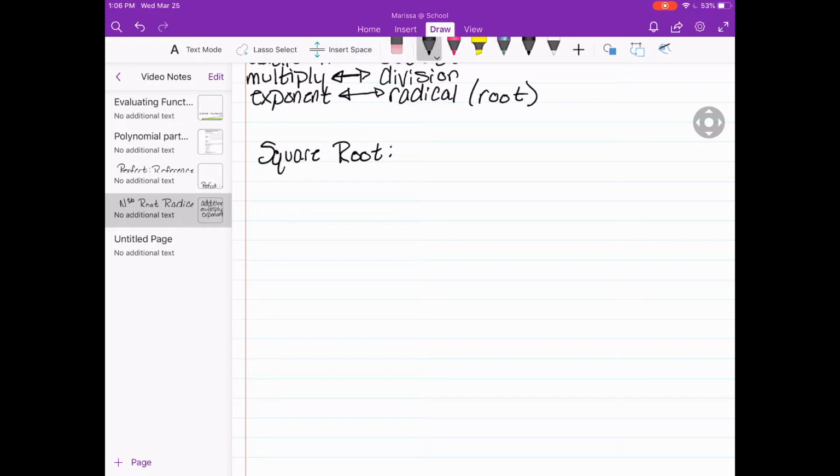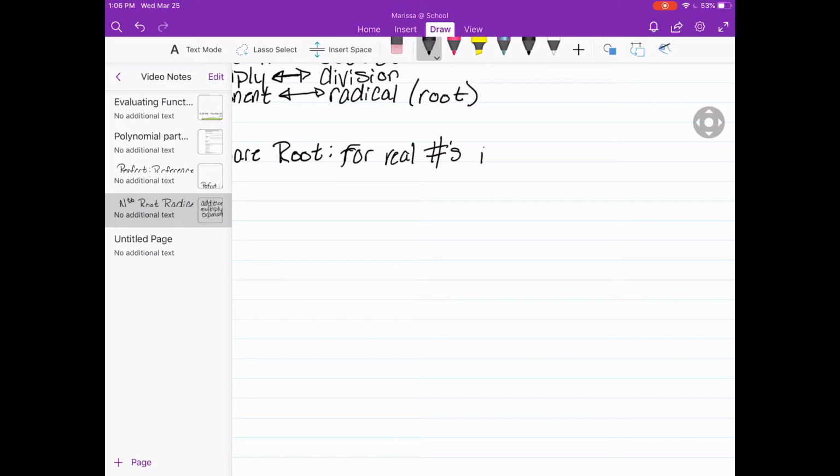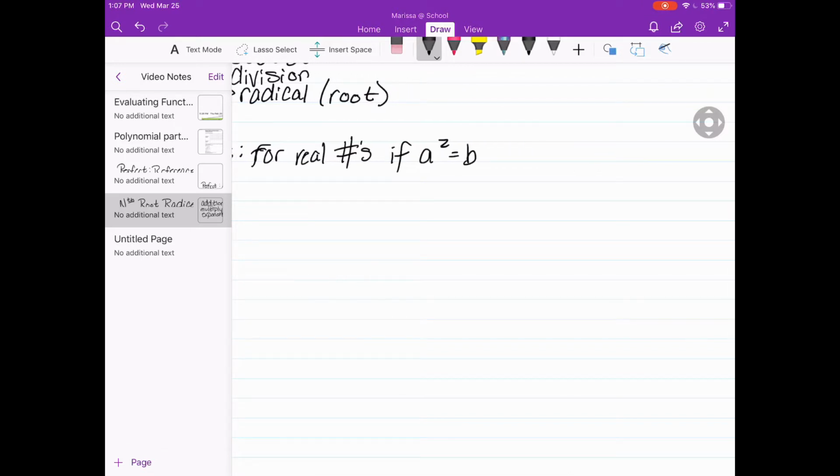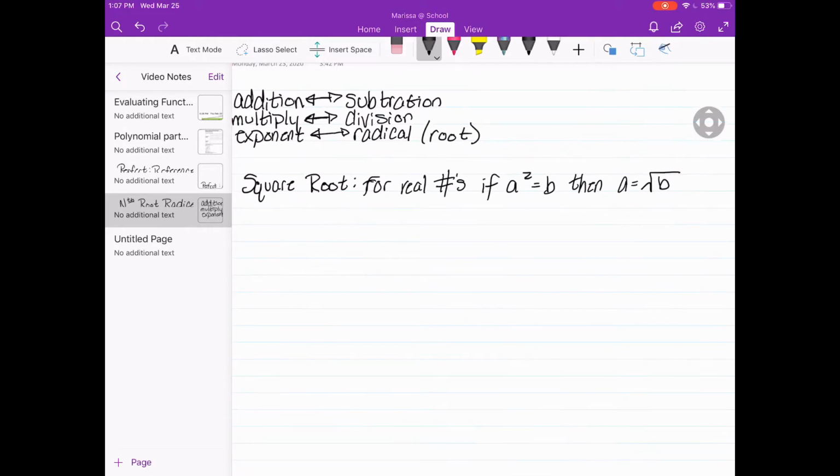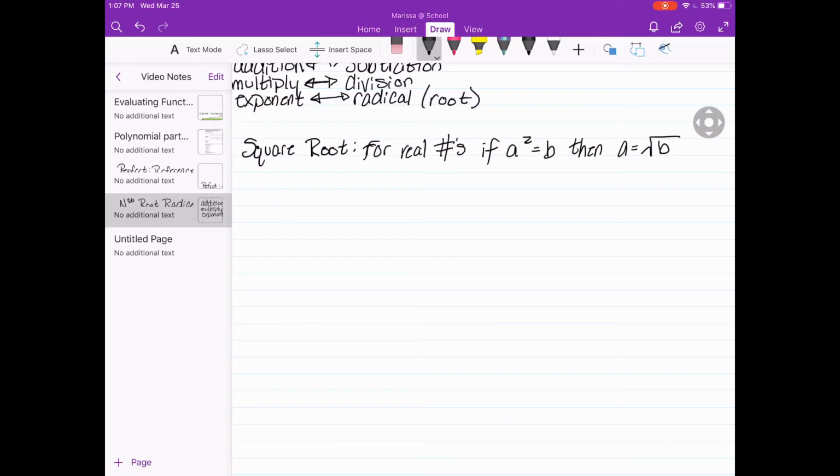The square root: for all real numbers, if a squared is equal to b, so this is just saying any number squared is equal to something, then the opposite could be said: a, by itself without that square, is equal to the square root of b. And we are going to do some examples, so don't worry, we always do examples. So our vocabulary term is here, and then the definition is beside it.